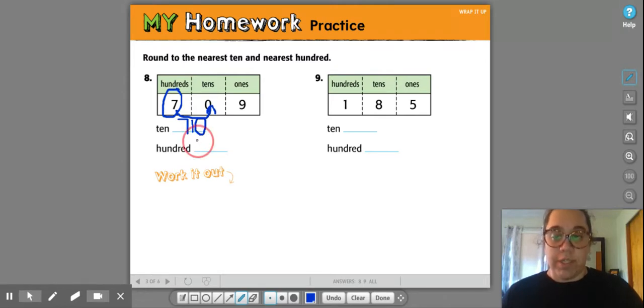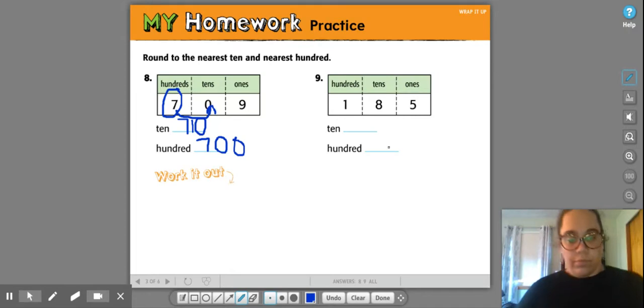And remember, our 7 stays the same. Remember, our other two numbers turn into zeros. So 709 rounded to the hundreds is 700. All right, let's look at our next number. Our next number is 185.